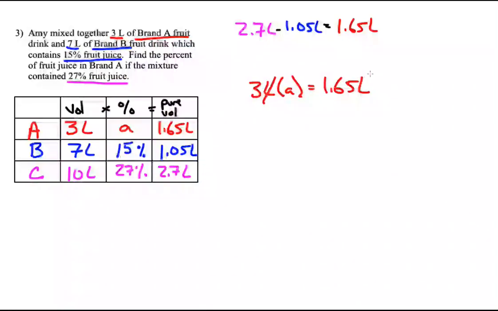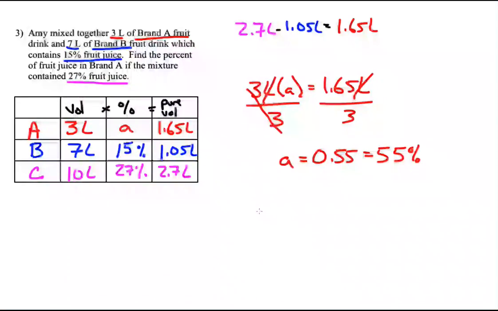So if I cross out my liters and I divide both sides by 3, the 3's cancel. And so I'm left with A equals 1.65 over 3, which would be equal to 0.55, which equals 55%. So we know that brand A must contain 55% fruit juice.